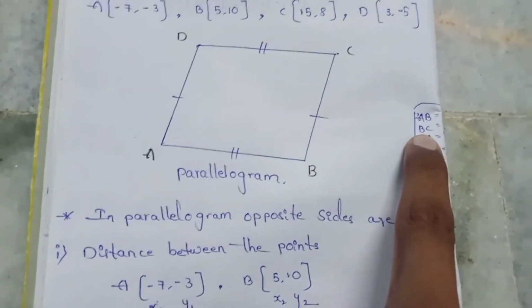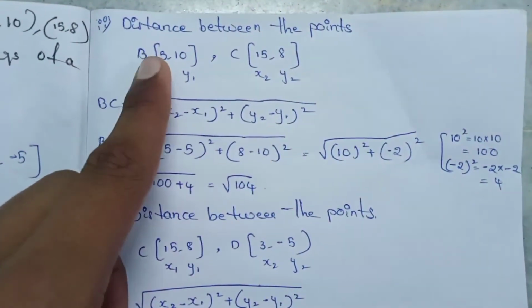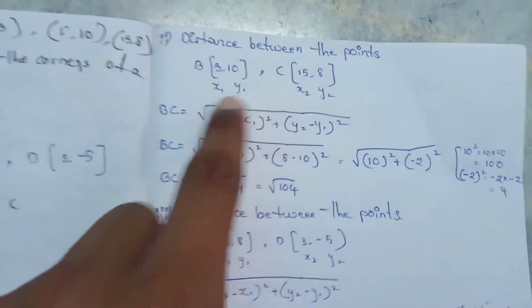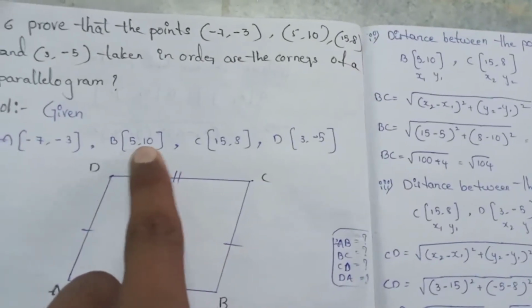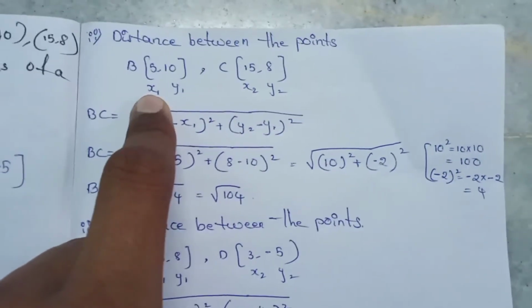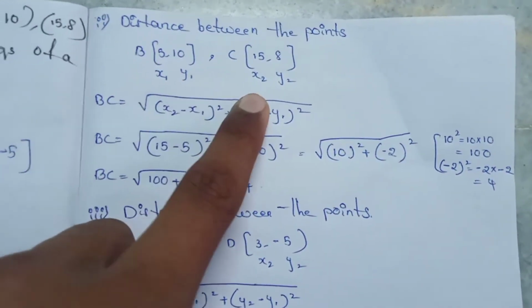Next we have to find the distance of BC, the distance between the points. What are the values of B and C? B value is (5, 10), C value is (15, 8). Same here: x1, y1 and x2, y2.